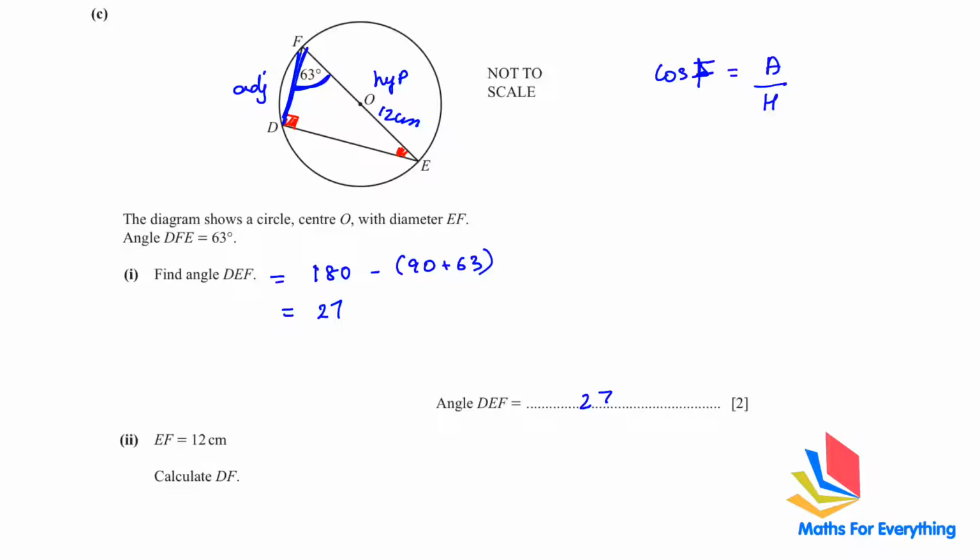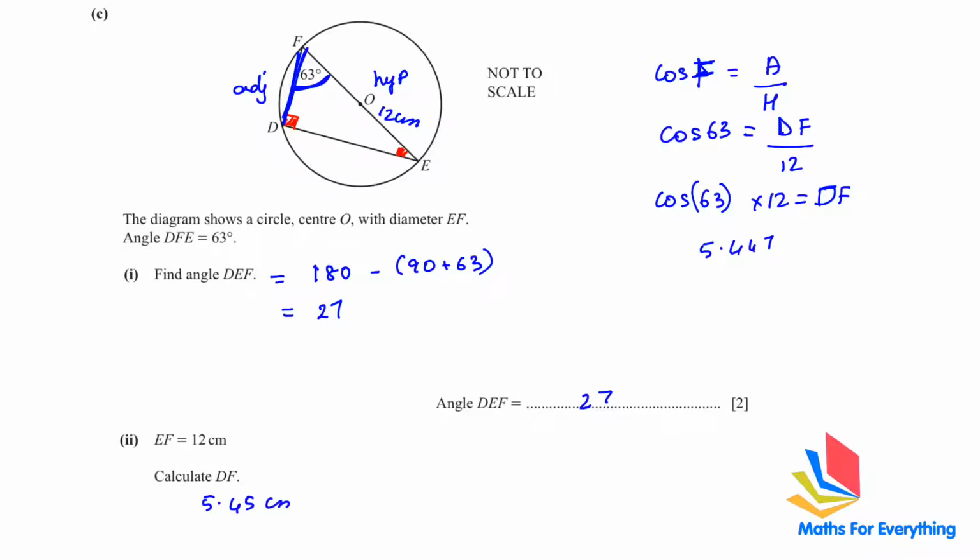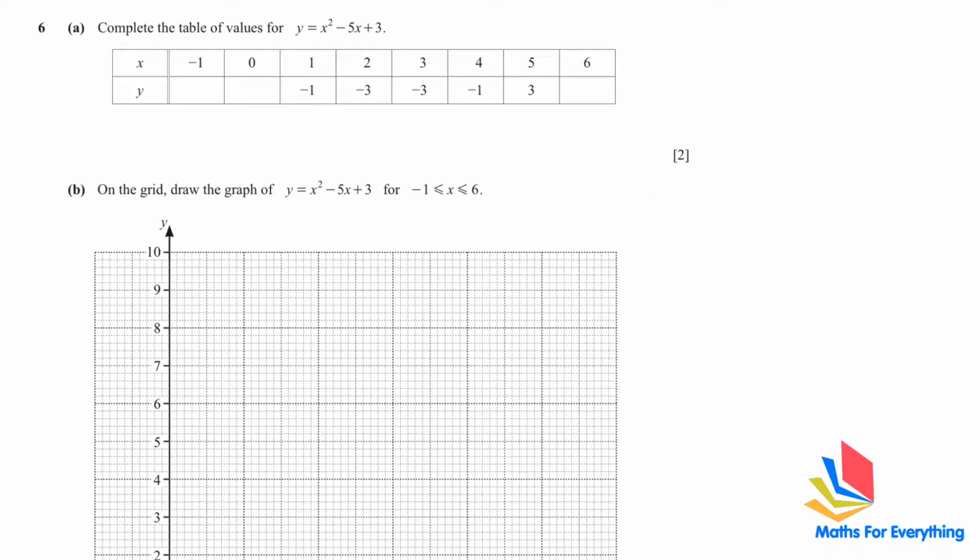Sorry, this is F. Cos 63 is equal to adjacent over hypotenuse. We have to find the adjacent, which is DF. Hypotenuse is 12. So cross multiply. Cos 63 multiplied by 12 is going to give us DF. We'll get 5.447. You can round it to 5.45, two decimal places. So that is our DF.